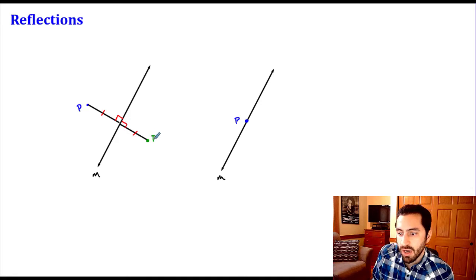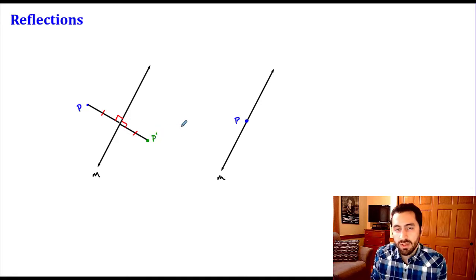This is P prime. So that's the two pieces that make up a reflection. Line M is the perpendicular bisector. So the image is the same distance away from the line, just on the other side. And the segment between P and P prime is perpendicular to our line of reflection.